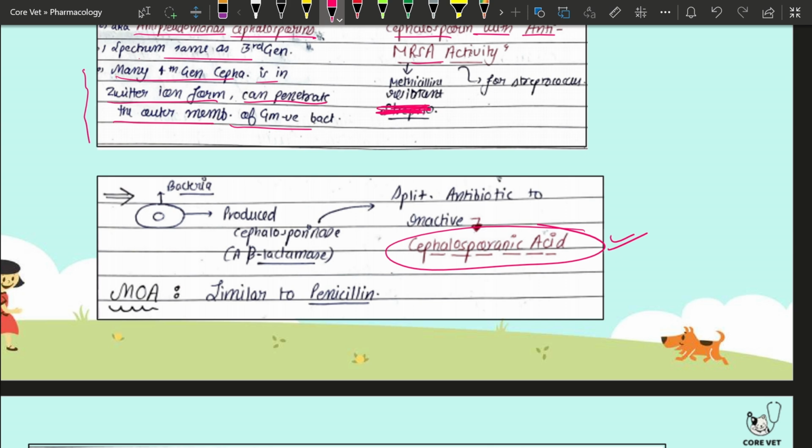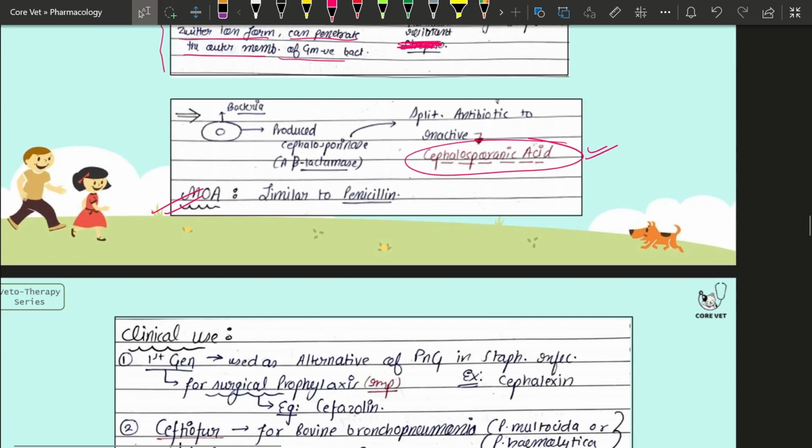Okay, if we talk about the mode of action, you can refer to the penicillin video, and it is quite similar to penicillin. I'm not going to discuss it over here. I will give the link in the description itself. You can just refer to that particular video to look for the mode of action, right? So let me move forward to the clinical use.